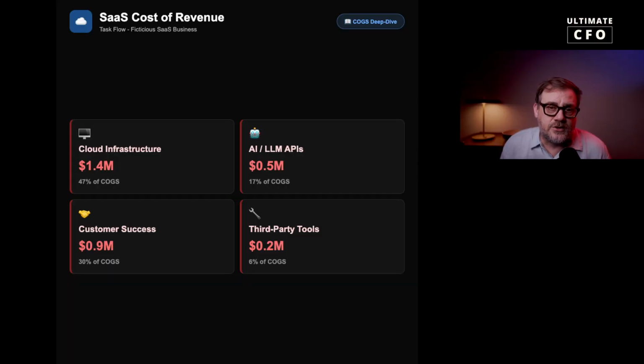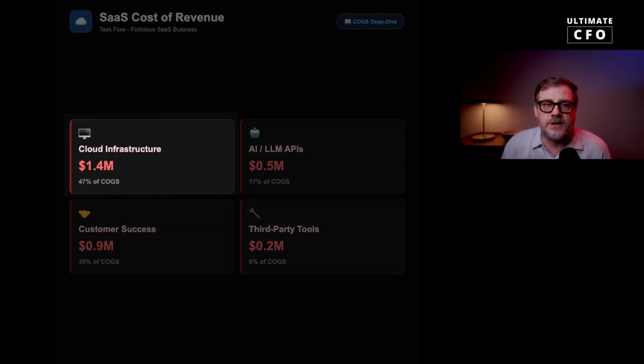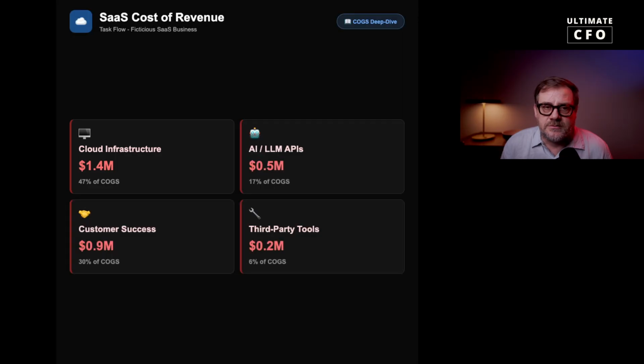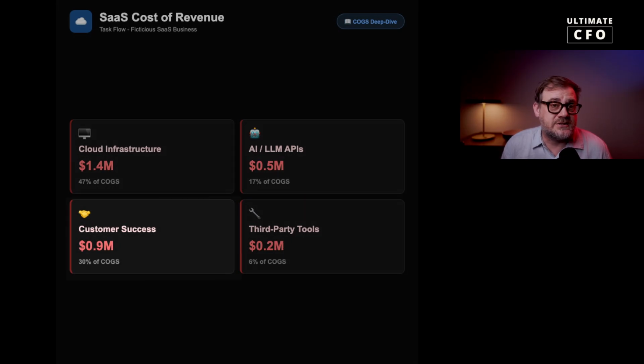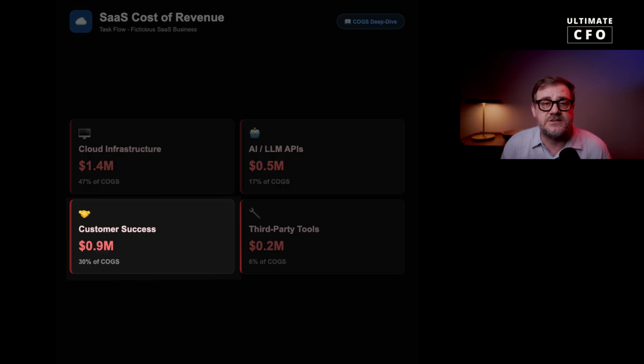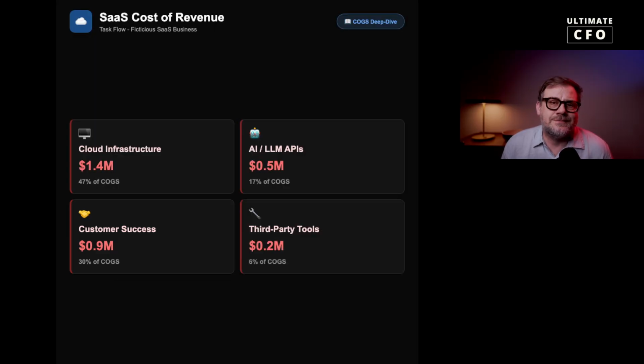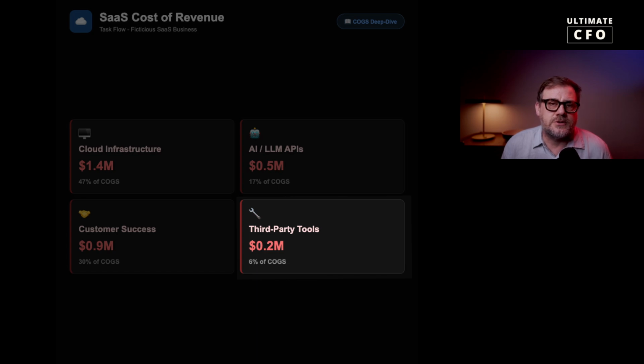Okay, let's take another look at our fictitious company, TaskFlow. Their cost of revenue is $3 million. Now, this comes from cloud infrastructure, $1.4 million. We're having some AI and API costs of $500,000. We're having a customer success team that costs $900K. And let's imagine there are some other tools for $200K.